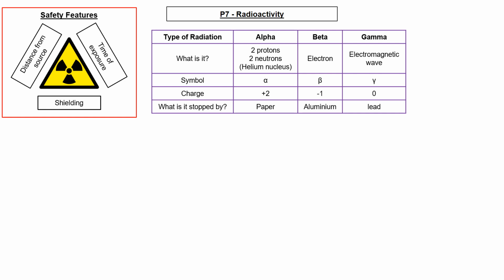Gamma, electromagnetic wave. The nucleus itself does a little bit of a rearrangement, gives a bit of a shake, and gives out this electromagnetic wave. Or even the electrons themselves can rearrange themselves after everything has fired out. It's given the Greek letter gamma, sometimes drawn as a Y, like you can see here. It's actually more like a fish doing a nosedive. Okay, it has no charge and it's stopped for the purpose of GCSEs by lead.